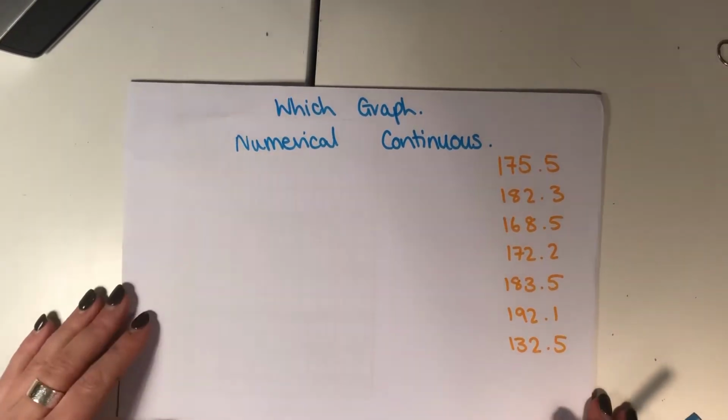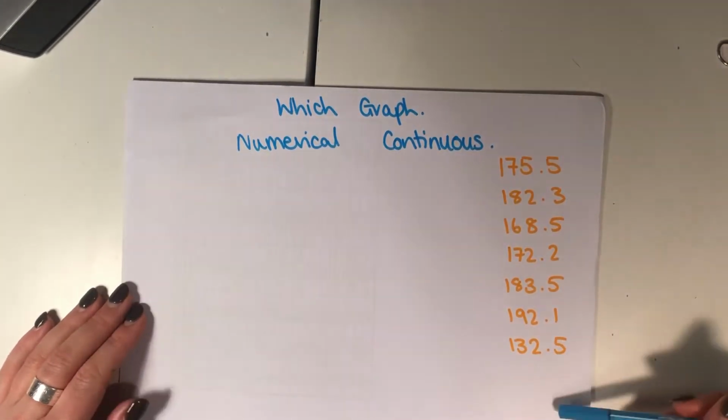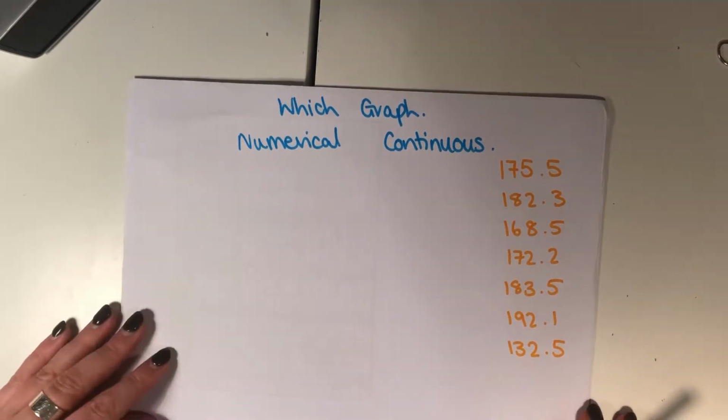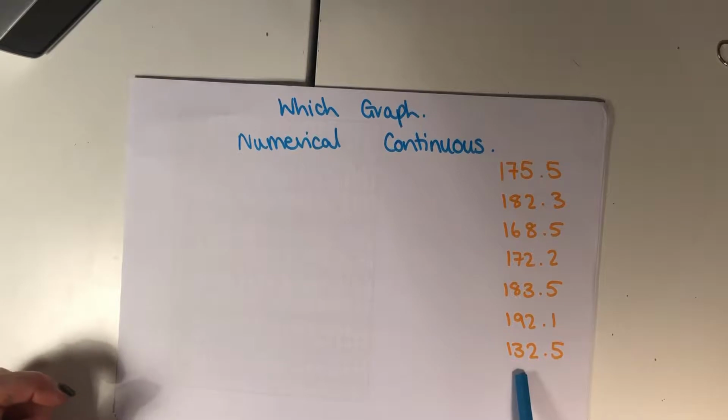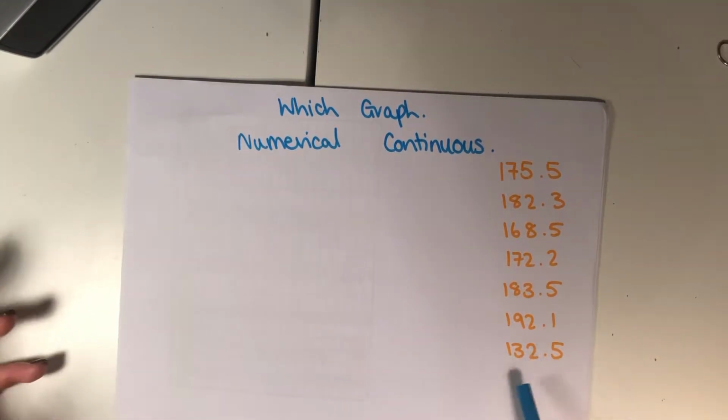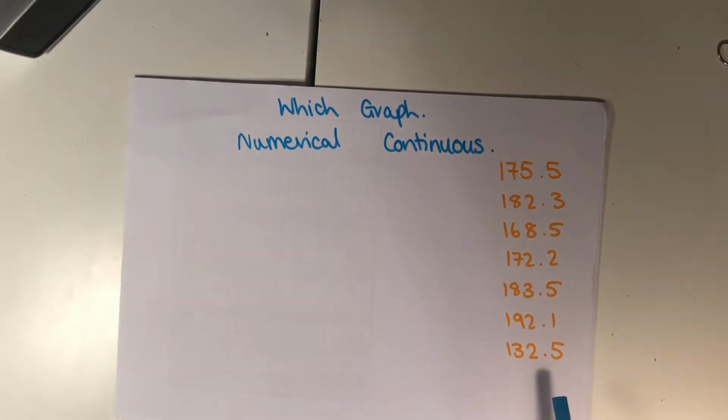The next thing we're going to look at is a set of heights. They're very accurate heights, and because they're heights, they're talking about a measurement value, which is numerical continuous. It is continuous because there are decimals involved. Now, for me to draw a stem and leaf would be quite difficult. There are a lot of things I need to take into consideration with this, so the normal thing for you to do right now would be to draw a histogram.